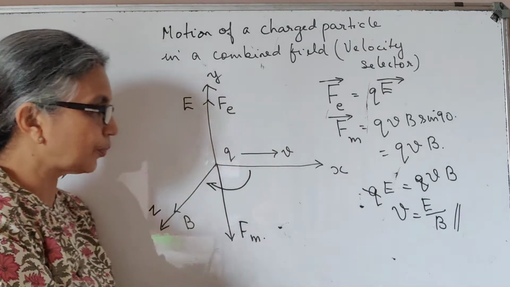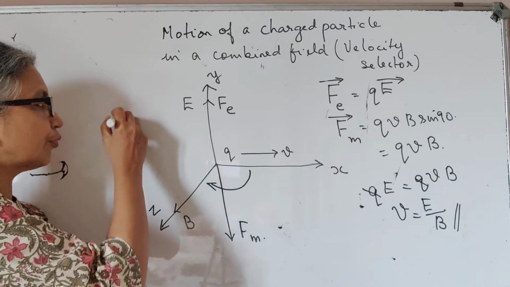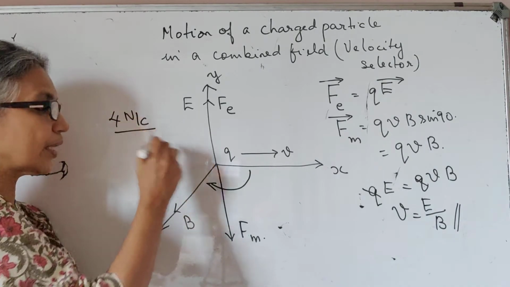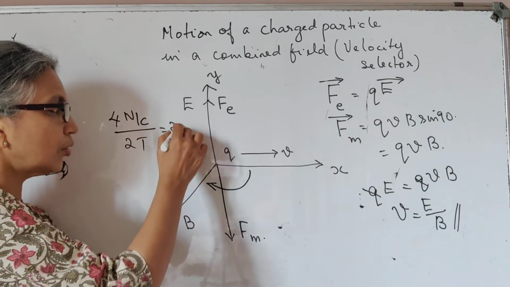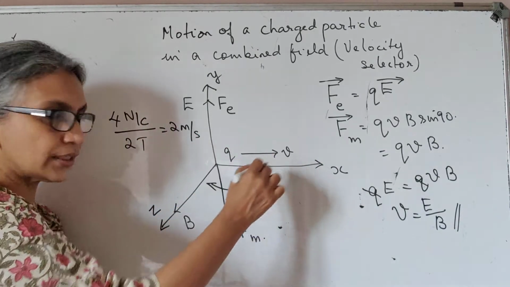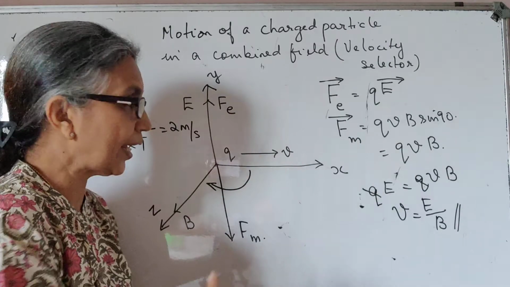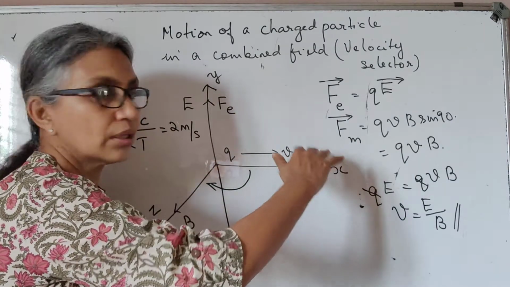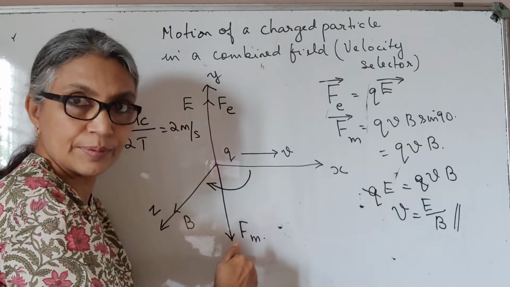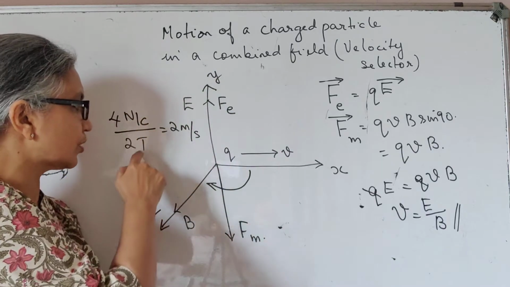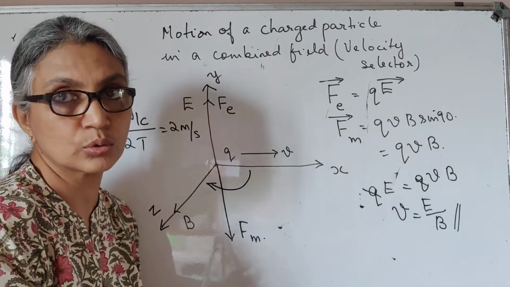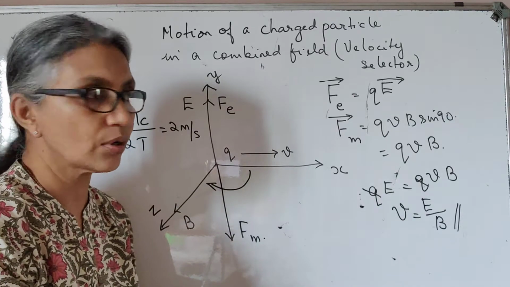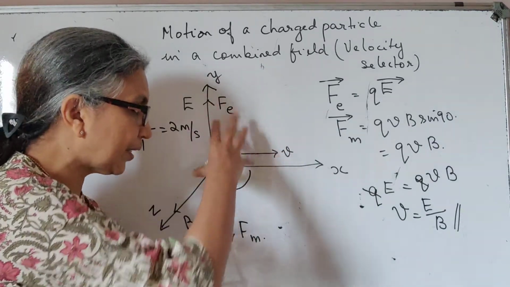For example, suppose we have applied an electric field of 4 Newton per Coulomb and a magnetic field of 2 Tesla. Then all the particles that enter the combined field and travel undeflected obviously must have Fe equal to Fm, which means they must have a velocity which is the ratio of E by B. They must all have the same velocity, 2 meter per second. So this is how a particle will enter a combined field.